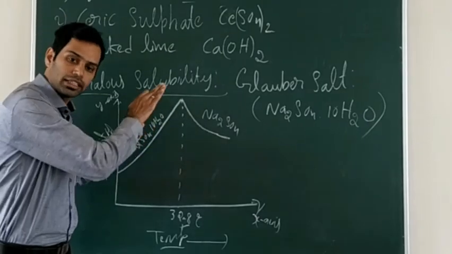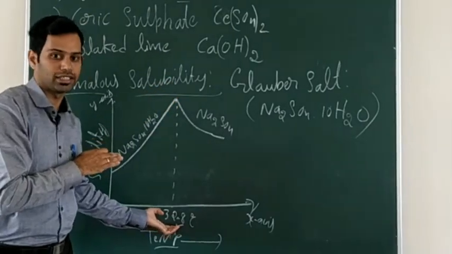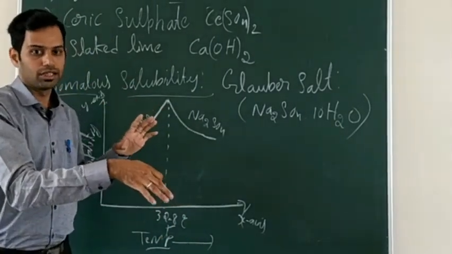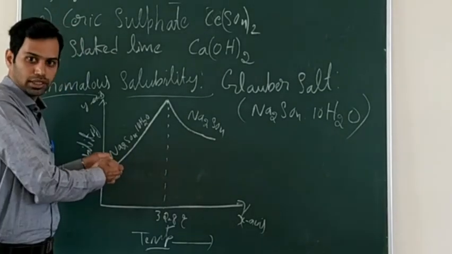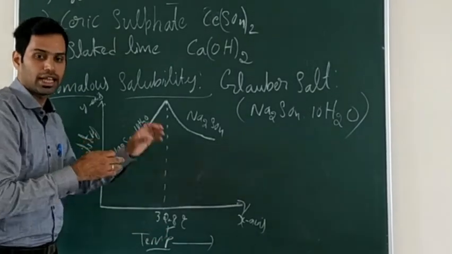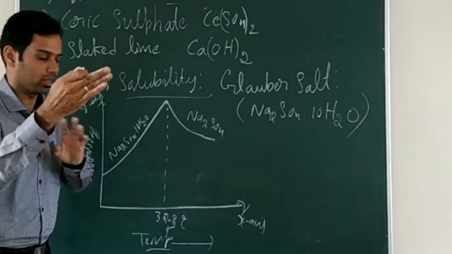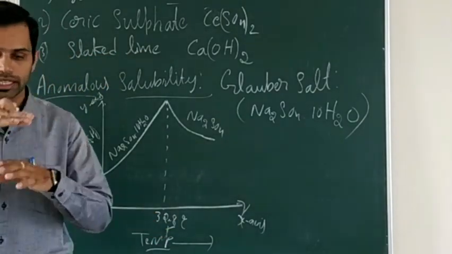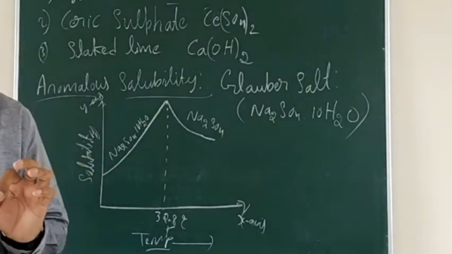Until then the solubility only increases. When the temperature reaches 32.8 degrees Celsius, the solubility decreases because the compound is a hydrated compound. Till it reaches 32.8 degrees Celsius, it has some water, so that's why it increases. When suddenly the water gets removed at 32.8 degrees Celsius, automatically its solubility decreases. So this is about the anomalous solubility. Have you understood this one?